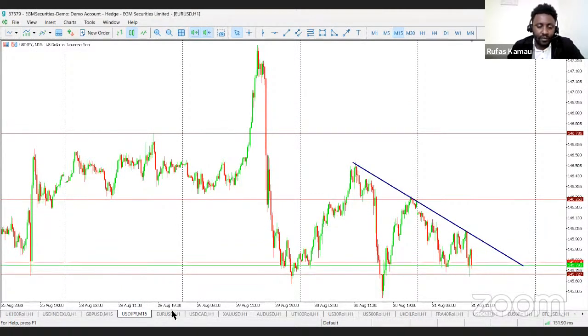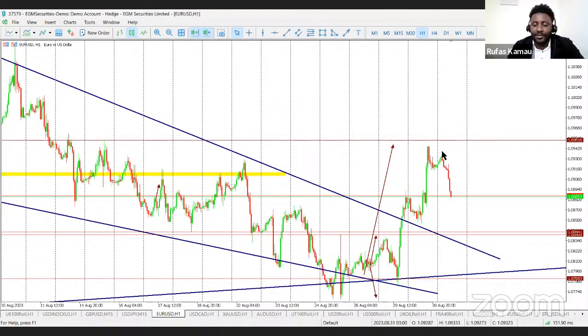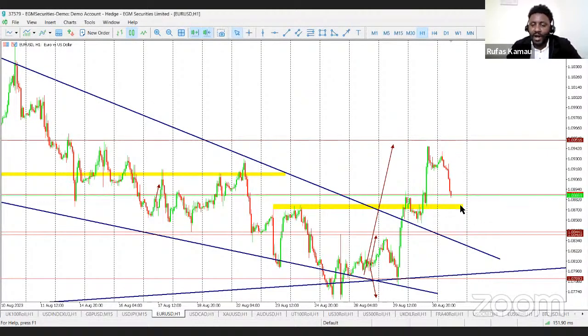So for Euro USD, the pullback seems to be stronger. The Euro is strongly pushing back downwards against the dollar. So after the strong rally earlier in the week, we are seeing the market moving back towards this area. So I'm still very bullish on this one. After the pullback, I should be looking for a potential market entry towards the upper side.